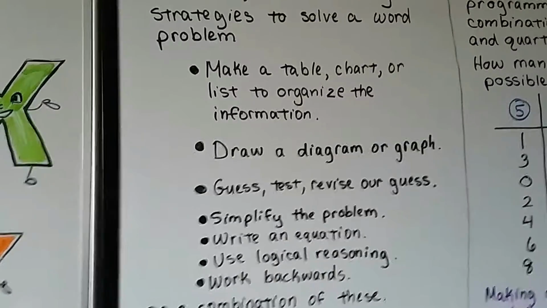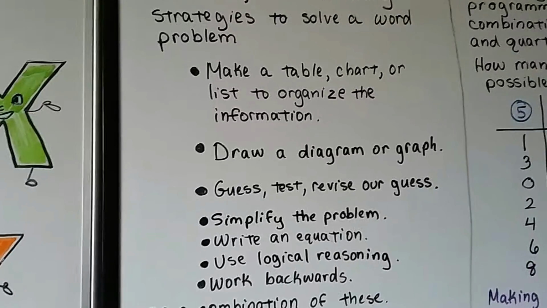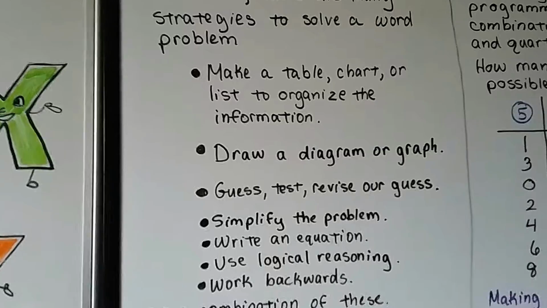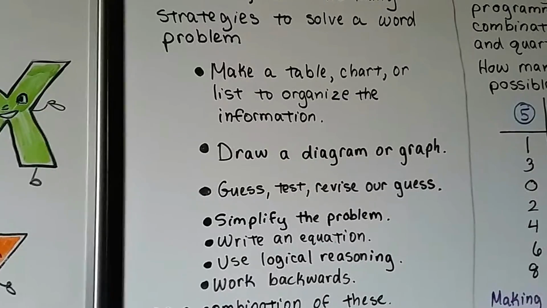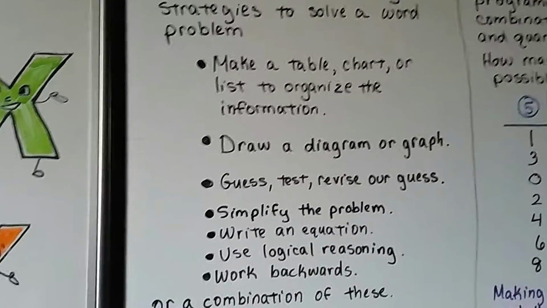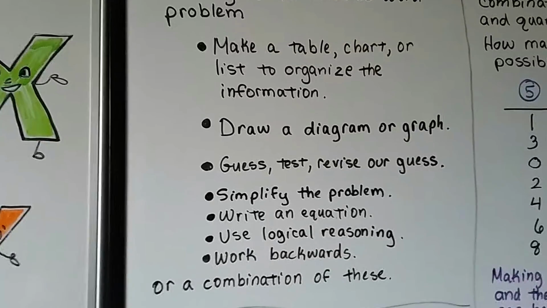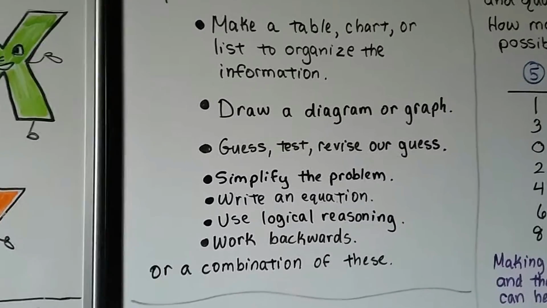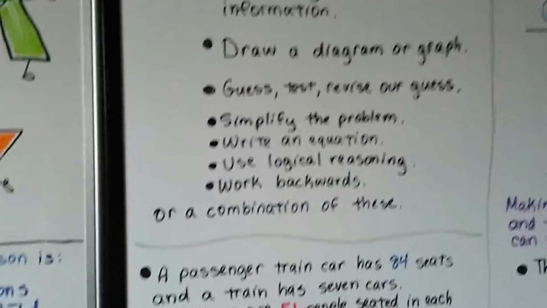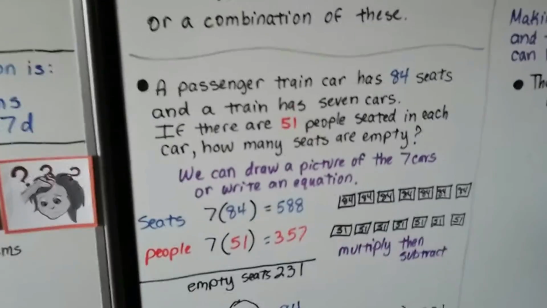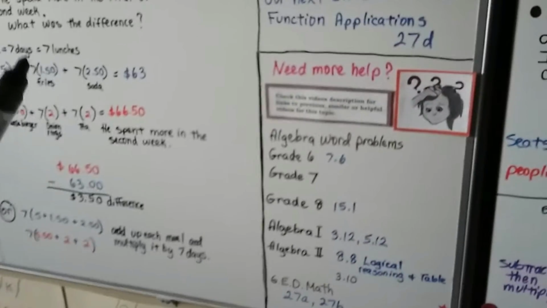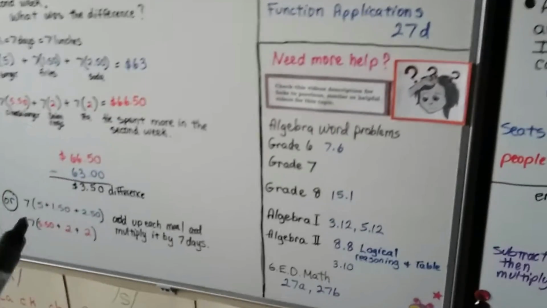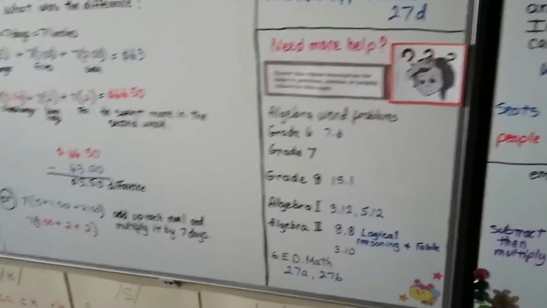We can simplify the problem. If it's a very long, difficult problem and we can't figure out how to solve it, we could try solving a simpler version of it, take out some of the parts. We can write an equation, we can use logical reasoning, and we can even work backwards. Or we could use a combination of these. Here's an example of how there's 2 different ways to solve it. Just like we saw that we could multiply each of these times 7 and then add them, or add them all together and then multiply them.